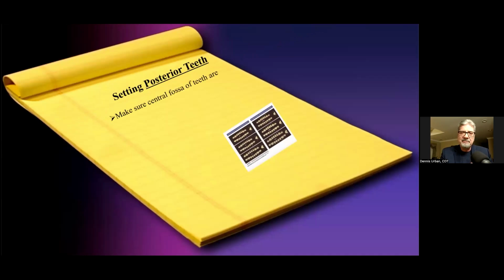We want to make sure the central fossa of the teeth are on the ridge. Even with digital dentures, when I first started designing digital dentures, I had a habit of going to the buccal side of the lower and having it off the ridge. The first 3 or 4 dentures I designed were like that, and it's not going to be stable. So you want to make sure the central fossa of the teeth are on the ridge on the lower.